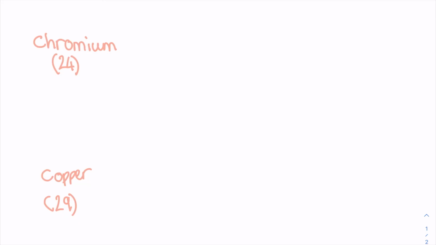Well, let's have a look at chromium and copper, since they are slightly different from all the other elements that we're aware of. Chromium has an atomic number of 24. So let's start by writing out what we know so far. I've got 1s2, 2s2, 2p6, 3s2, 3p6, and this is where we stop. This is where it's slightly different. Instead of writing 4s2 next, in actual fact we write 4s1 and then we write 3d5.